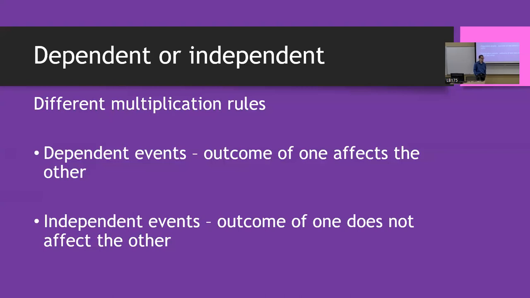Get that? So with these multiplication rules, you're doing essentially 2 different experiments, or 3 experiments, or 4 experiments all in a row. And you're looking at the outcome of one event, the first one, versus the outcome of the second event.